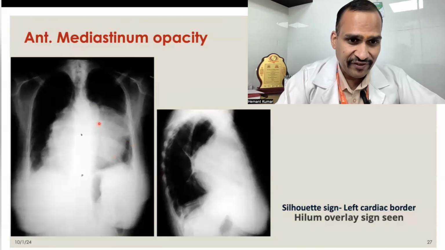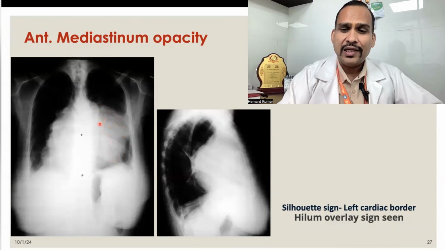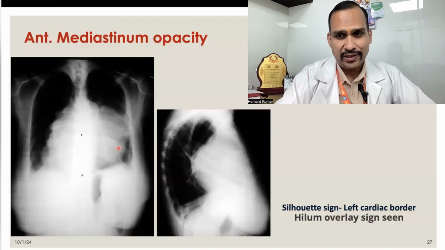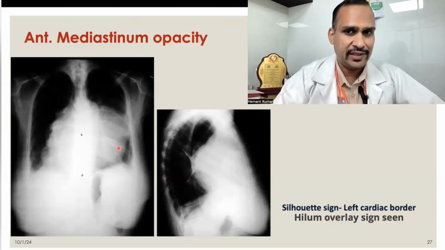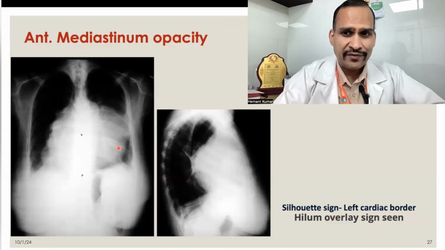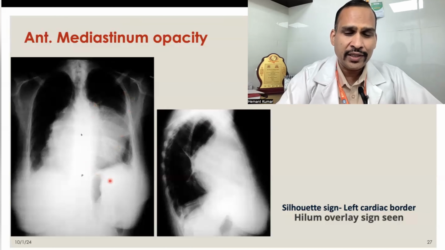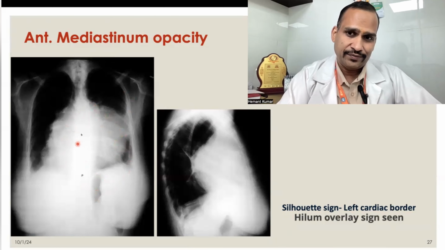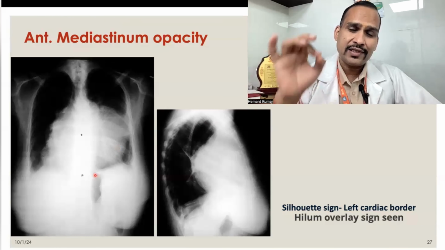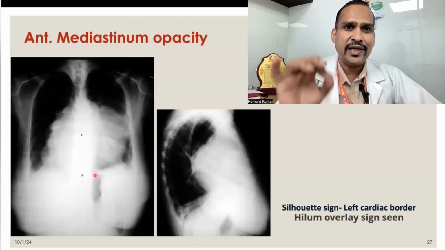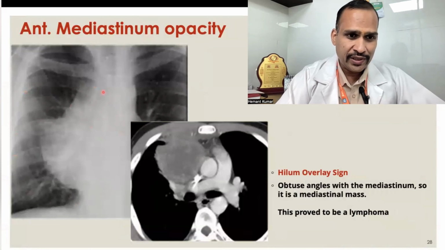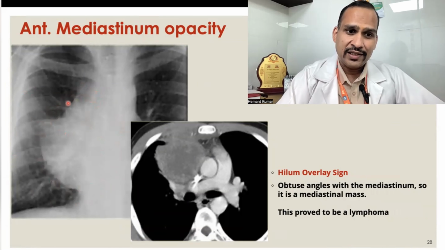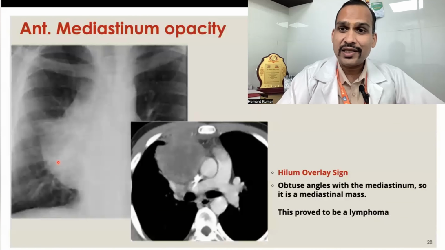Okay, so we can see vessels clearly. It means our hilum overlay sign is positive. It means the opacity is either anterior mediastinum or posterior mediastinum. And how to decide if anterior or posterior? Because it is obscuring the left cardiac border, and we know the cardiac border means anterior mediastinum. So this is an anterior mediastinal opacity. So can you see this opacity? Again, this is obscuring the right heart border. So this is anterior mediastinum.